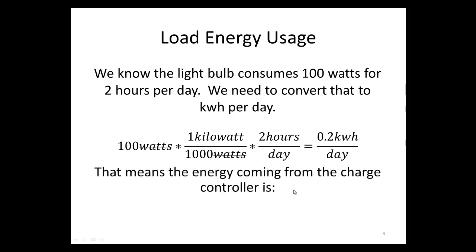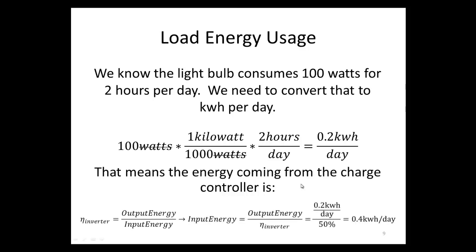So that means that the energy coming from the charge controller is, again, we use that same equation we used before, except now we're going to use output energy and input energy instead of powers. And we do the same equation because we can use efficiency with energy or power. And we find that we need 0.4 kilowatt hours per day coming out of the charge controller.